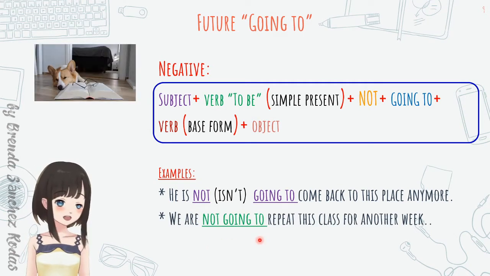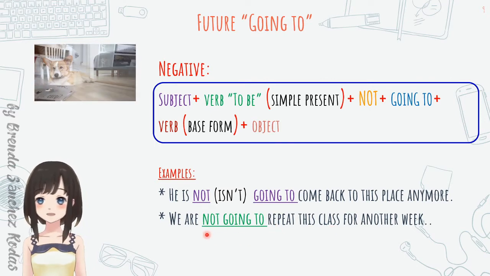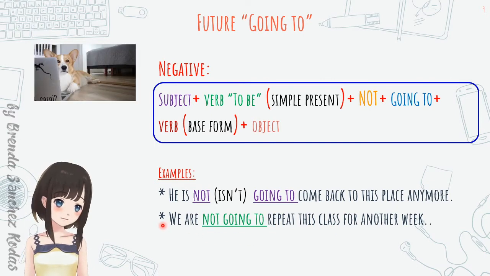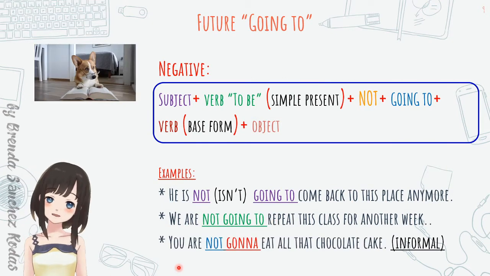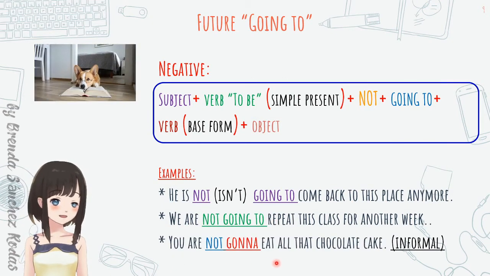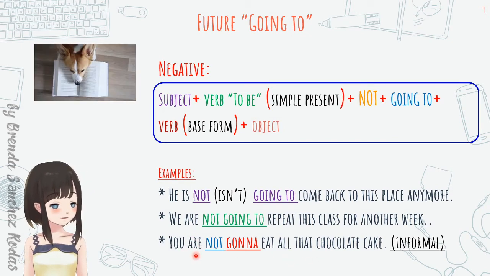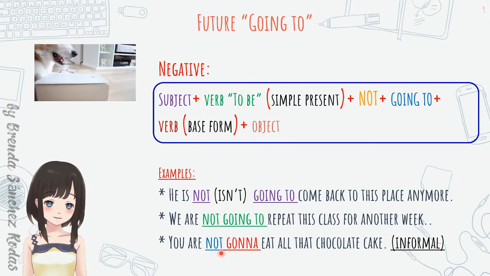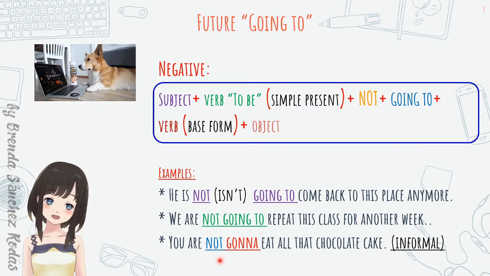Also, we are not going to repeat this class for another week. Also, we have here the verb to be, are, for we, not, and going to. And I have the informal way: you're not gonna eat all that chocolate cake. So also you can use the verb to be and the contraction, and you can use gonna.